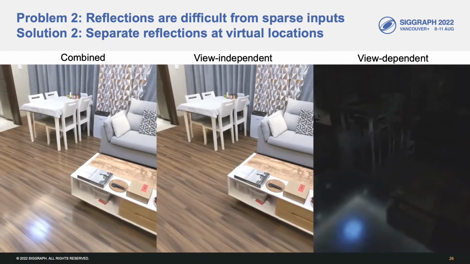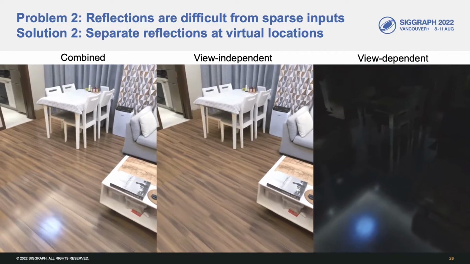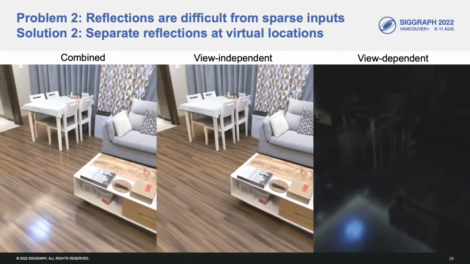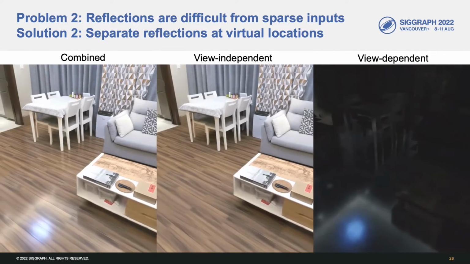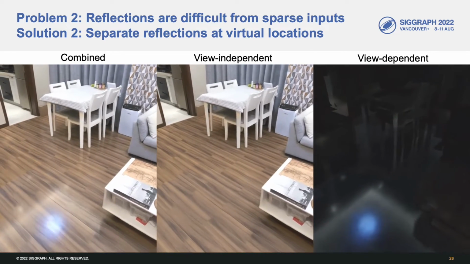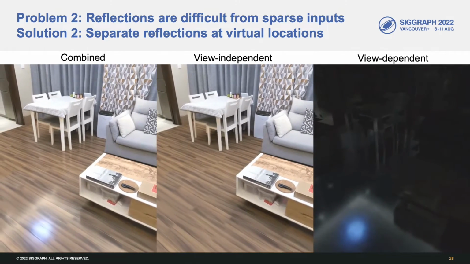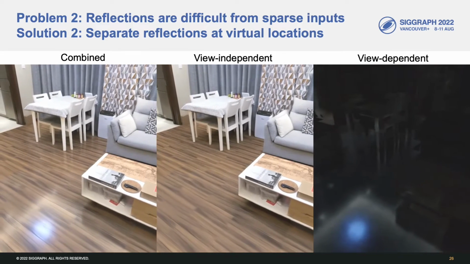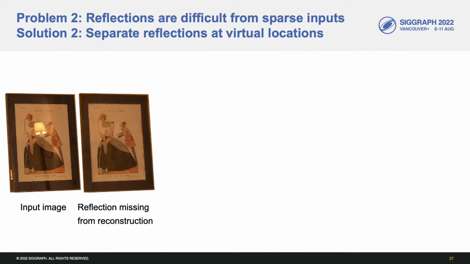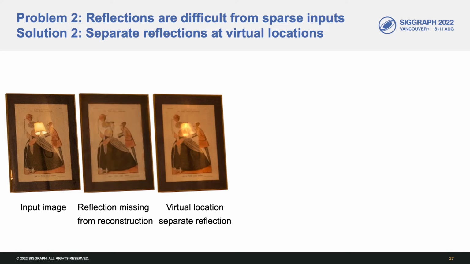In the middle is the view-independent component, and on the right, the reflection MLP captures both the large ceiling light reflection and the more subtle reflections of the chair and table legs in the polished wooden floor. Compare the combined output with the view-independent diffuse output to spot these more easily. What about the missing reflections? Well, with this model, it's easier to reconstruct reflections from sparse inputs, and so we have a more promising reconstruction.